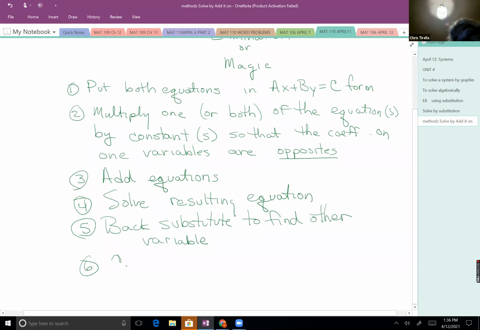And then again, we have to check in all the original equations.